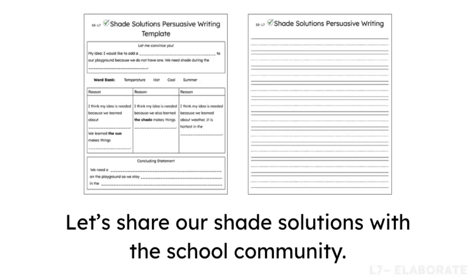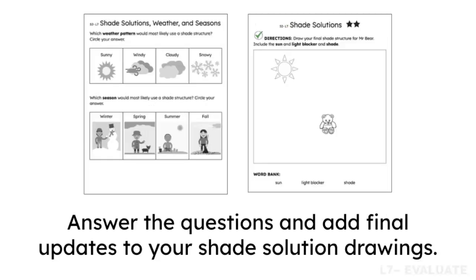You will provide students with the Shade Solutions Persuasive Writing Template student journal page to construct their initial writing. Then, you can provide students with the opportunity to construct their own written explanation using the Shade Solutions Persuasive Writing student journal page. In the evaluate portion, students will answer questions about their final shade solutions.